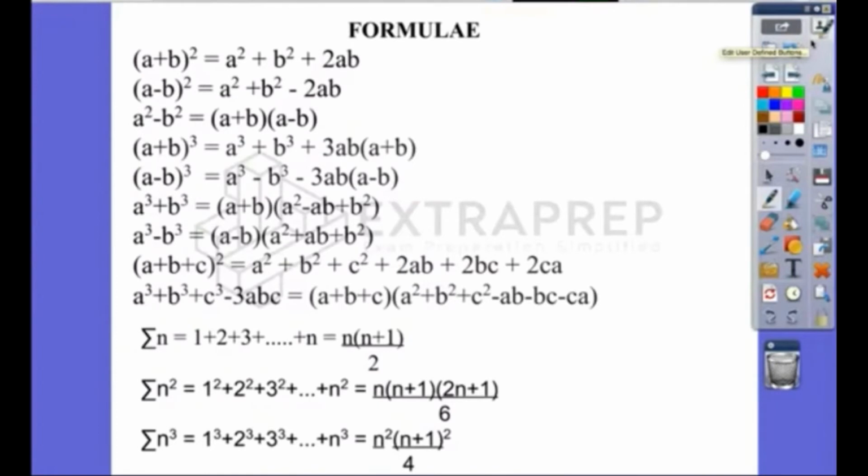Whenever you use formulae, you can always solve problems faster. Formulae are used to solve problems faster. So there are certain formulae that we need to memorize. So it's better you copy it down. I'm just going to read them for you.